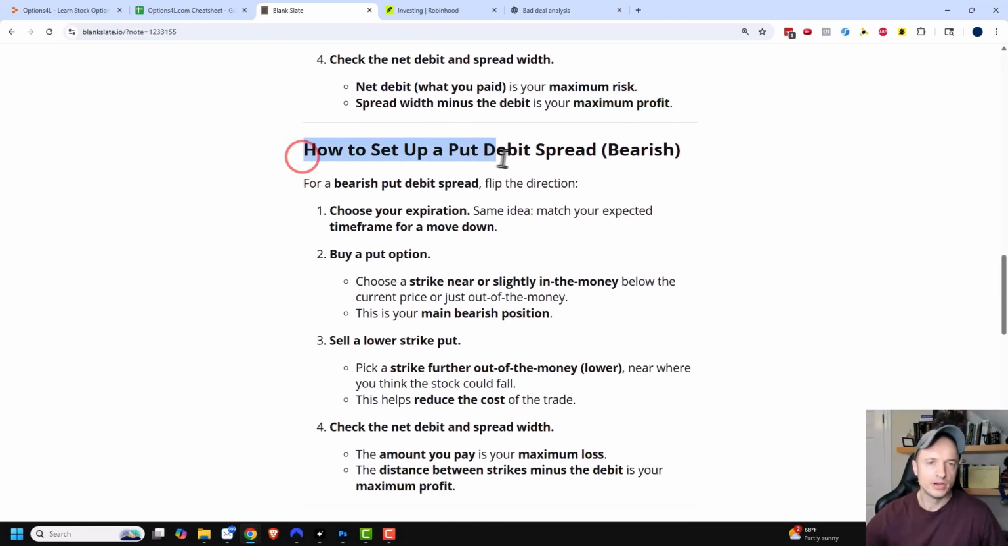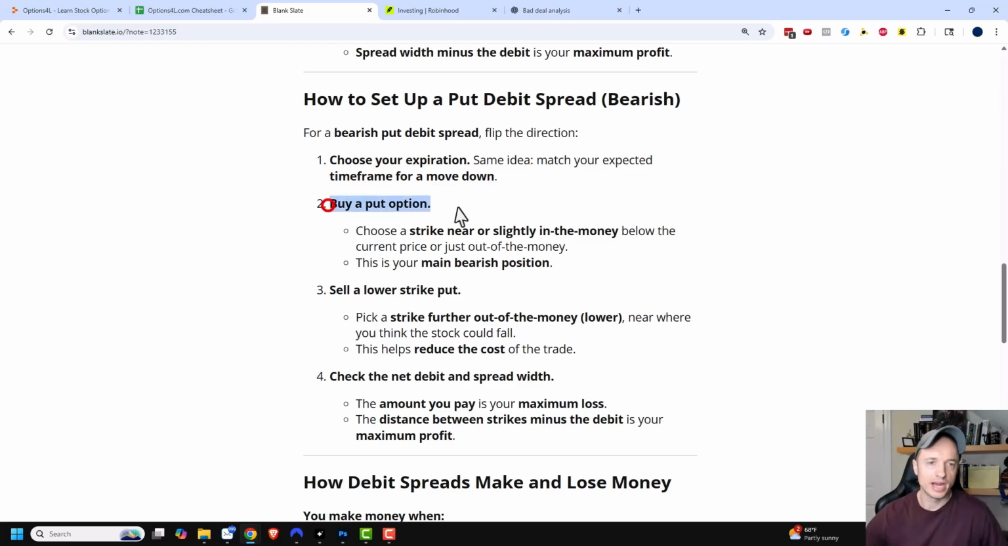Now, how to set up a put debit spread, so when you're bearish. So the opposite of the call debit spread when you're bullish. For a bearish put debit spread, you flip the direction. You choose the expiration, so same idea, match your expected time frame for a move down. You buy a put option, so you choose a strike near or slightly in the money, below the current price, or just out of the money. And this is your main bearish position.